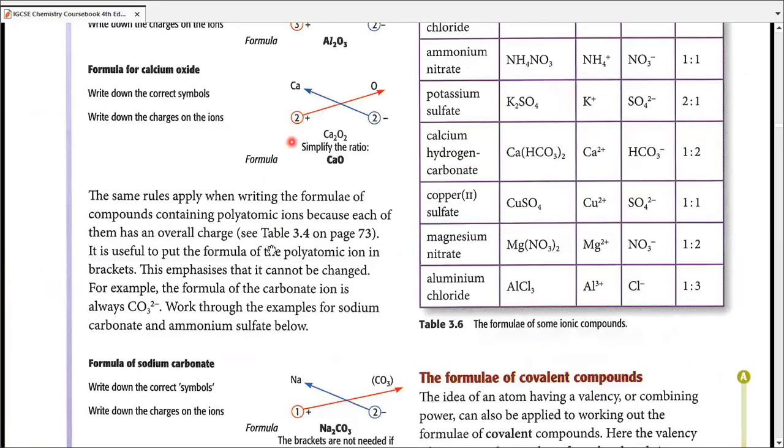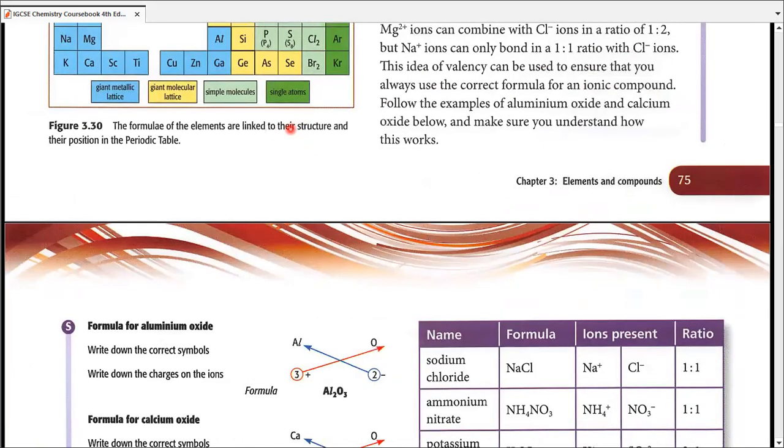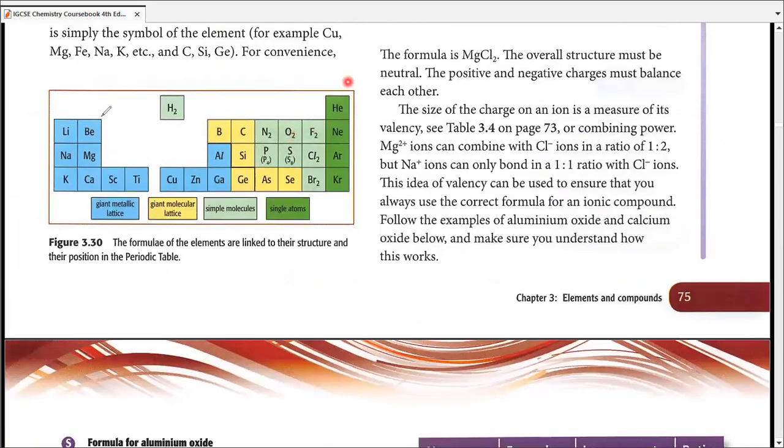The point I'm trying to make, let me go back to the table. Okay, let's go back to the values that I wrote. You can simply remember these values: +1, +2, +3, +4, -3, -2, -1, 0. Why am I writing these values? The group 1 elements Li, Na, K are going to lose one electron only and become a +1 ion. The group 2 elements Be, Mg, Ca are every time going to lose 2 electrons and become a +2 ion.